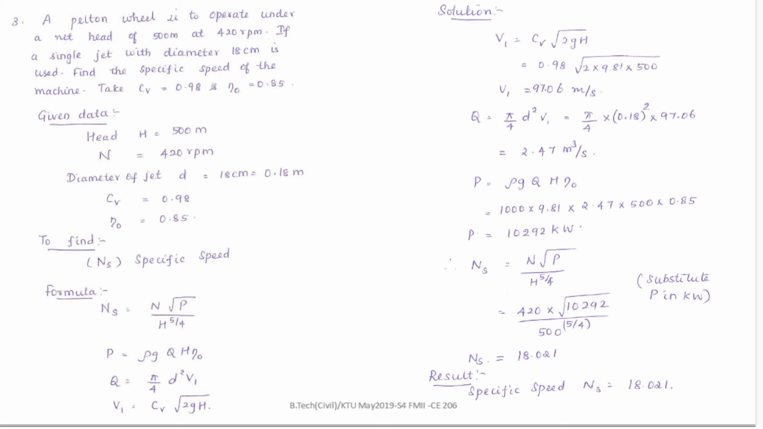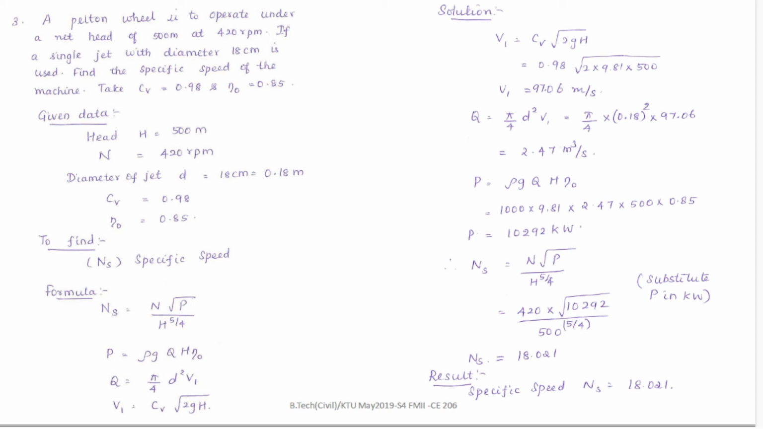The next problem is: a Pelton wheel is to operate under a net head of 500 meters at 420 rpm. If a single jet with a diameter of 18 cm is used, find the specific speed. And Cv is given, eta is also given. So here it is a Pelton wheel turbine having a head of 500 meters, rotating at a speed of 420 rpm. The water coming out, striking the Pelton wheel, has a jet diameter of 18 centimeters, and you have to find the specific speed.